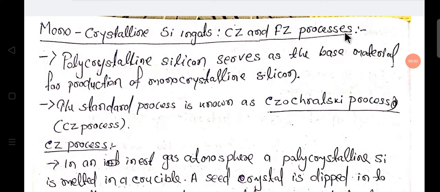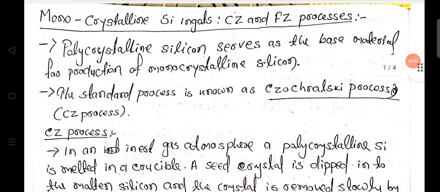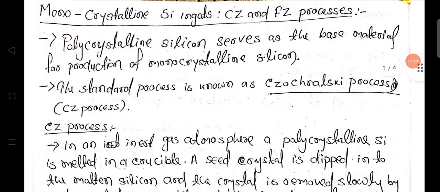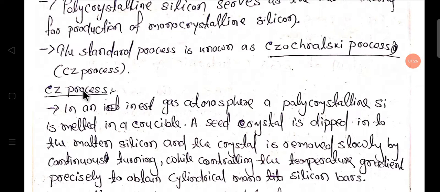For building our monocrystalline silicon, we use polycrystalline silicon as a base material, since polycrystalline is a pure silicon material. In previous classes we studied how polycrystalline silicon is made and its process of fabrication. So we have our polycrystalline silicon, and from it we want to create monocrystalline silicon ingots. First, let's discuss the CZ process, which is Czochralski.